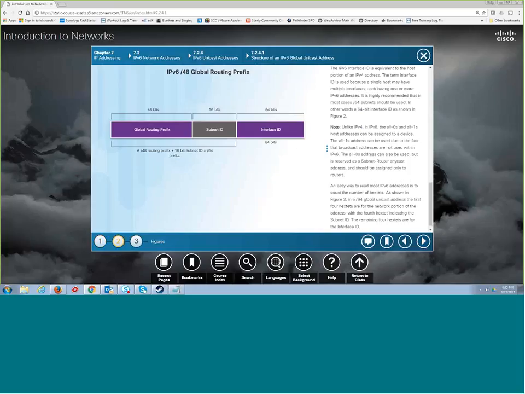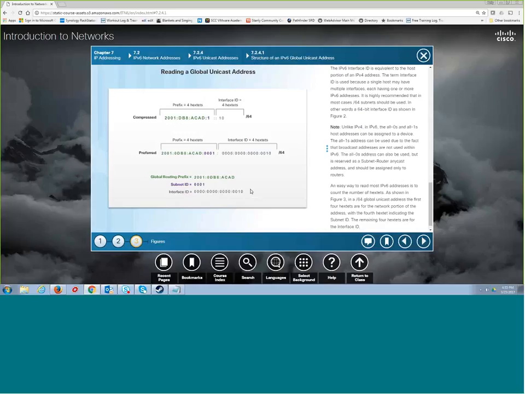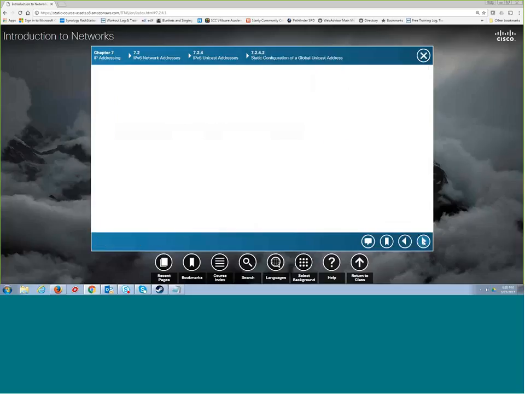Here is that global routing prefix again. Your global routing at 48, 16-bit subnet, 64-bit for your interface. Got that there. So the beauty is subnetting is a whole lot easier with IPv6 because your subnets are subnet 0, 1, 2, 3, 4, 5, 6, 7, 8, 9, 10, 11, 12. Well, actually, it's 9, A, B, C, D, E, F, and then so on and so forth.